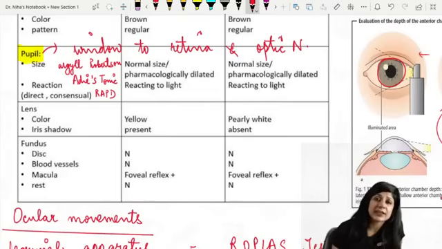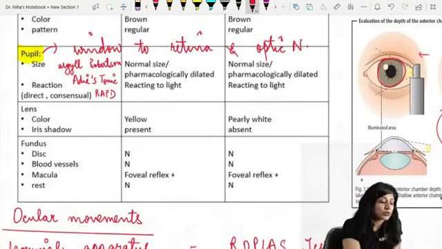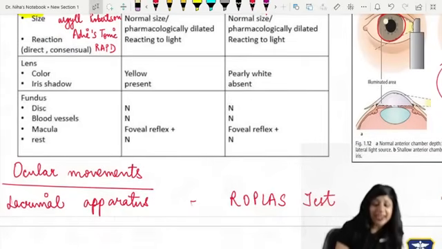So look for any accessory pupils, abnormal color of the pupil, abnormal pupillary reactions. Look for the normal direct light reflex also, indirect light reflex also. Look for the accommodation reflex. All these things you have to check. And then a very important thing, you come to the lens.